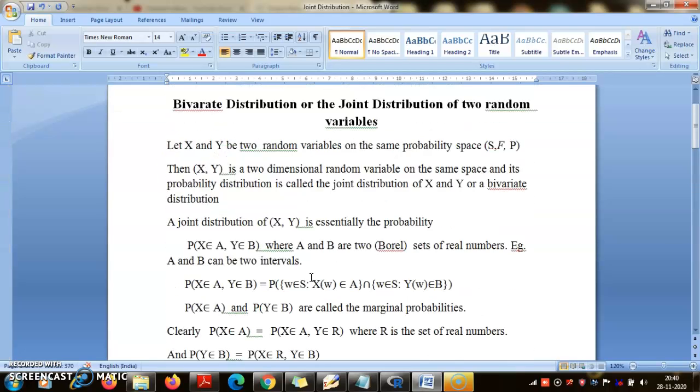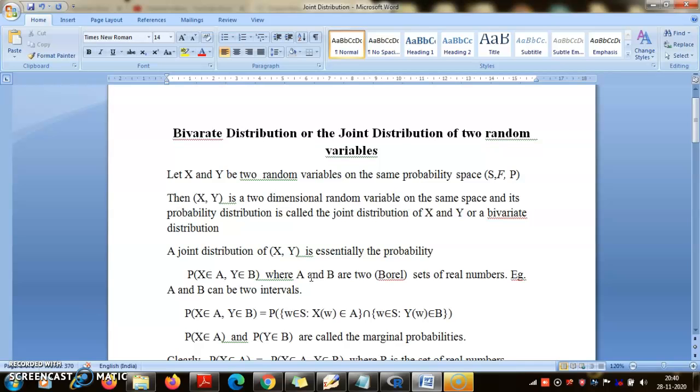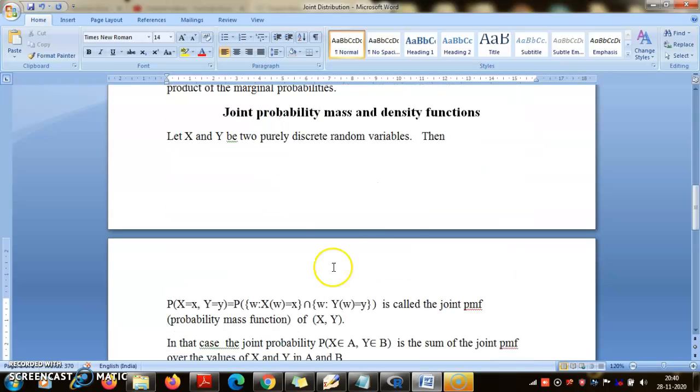So this is a brief introduction to the concept of bivariate distribution, independence, joint probability and joint density function. I'll give you some problems in the next lecture.